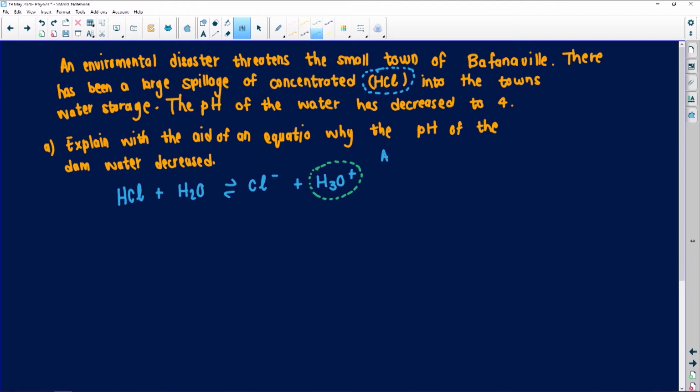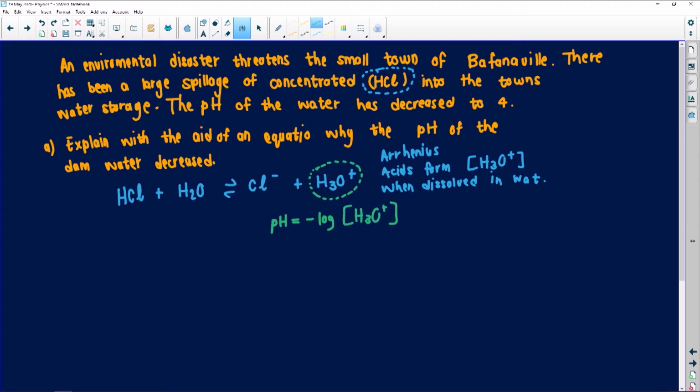Let's assume I'm going to write it down. Arrhenius, and here he says acids form H3O+. So if it didn't form H3O+, it wasn't an acid. And when do they form H3O+? When dissolved in water. So this means that an increase of this, and remember, pH is the negative log of the concentration of H3O+, an increase in this will decrease your pH, right? I want you guys to look at that.